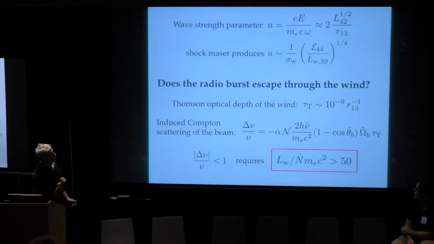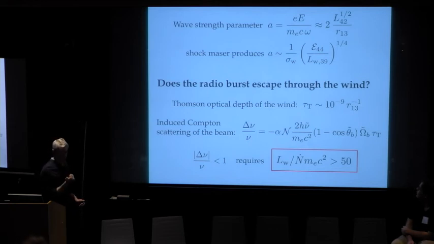Does the radio burst escape through the wind? Induced scattering, Chris already brought this up. Induced scattering is a big constraint, I think. There are two types of induced scattering. One is when you scatter waves inside the beam itself. The other is when you scatter in an induced way using as seeds some spontaneously scattered weak radiation.